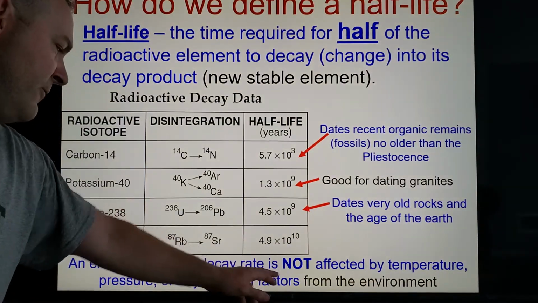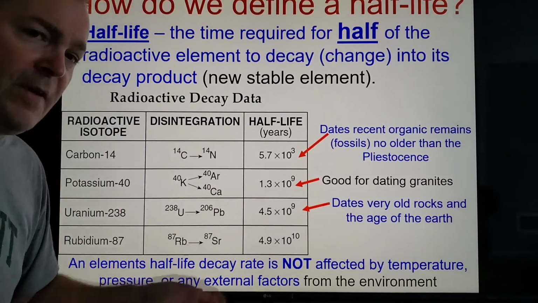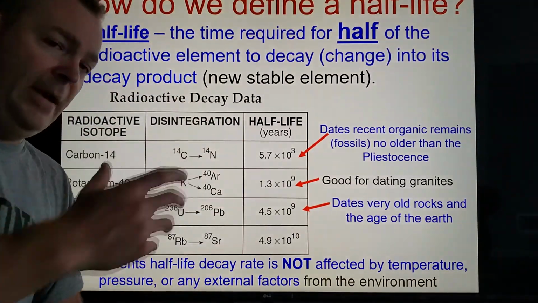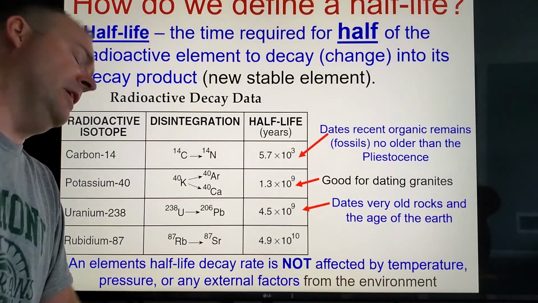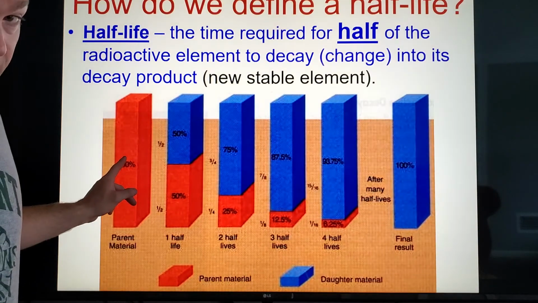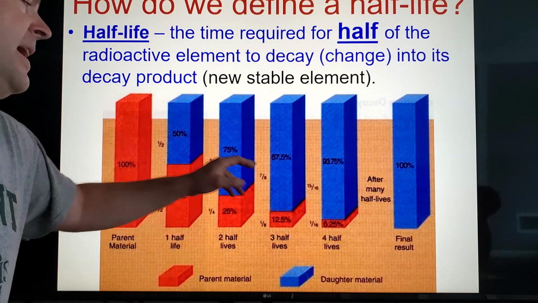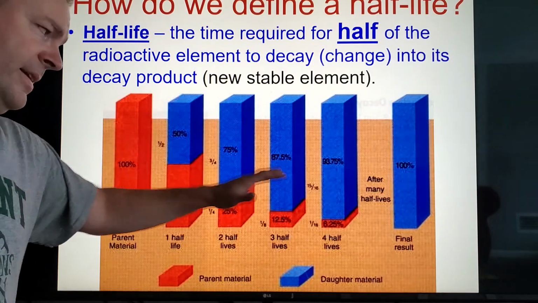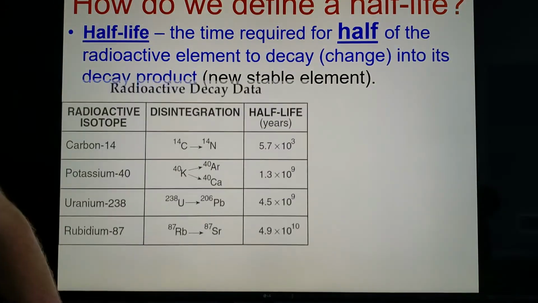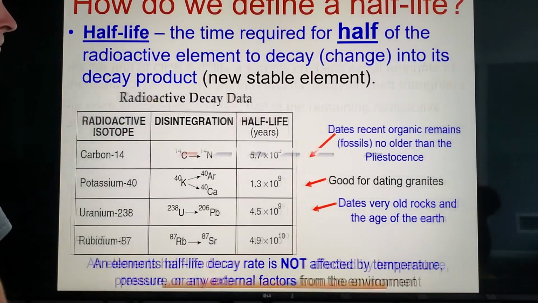An element's half-life, its rate is not affected by temperature, pressure, or any other factors. The only thing that affects it is time, unless the sample melts, right? If you melt the sample down, then you start the clock over, and you go back to 100% parent. Other than that, doesn't matter if you heat it up, squeeze it, put acid on it, it's still going to decay at that same rate, which makes it a very reliable dating tool. Okay? So make sure you get that in your notes there.